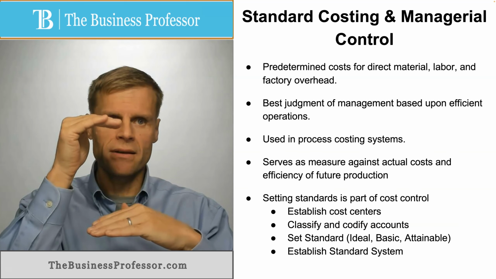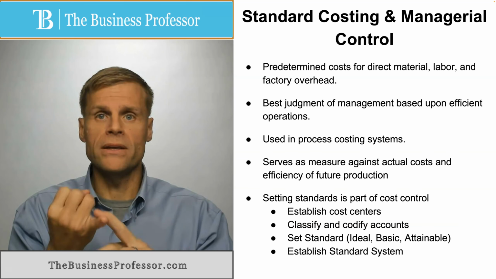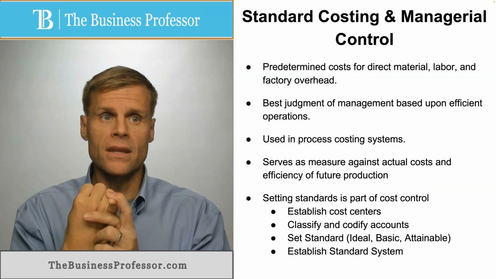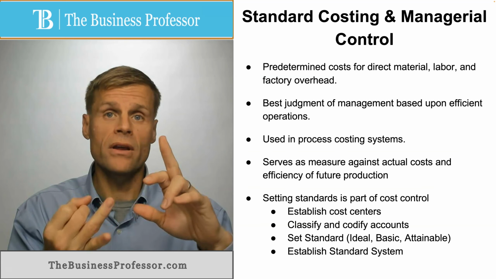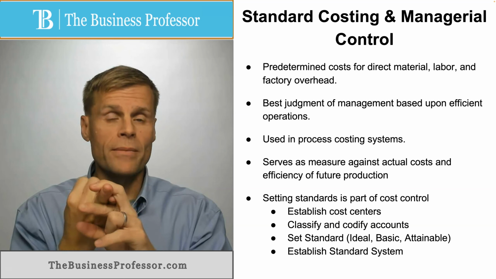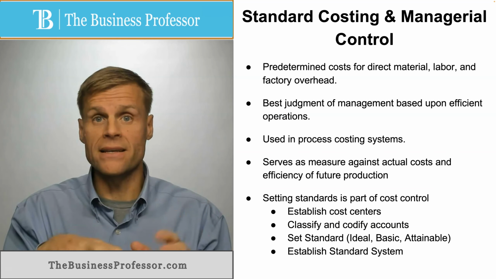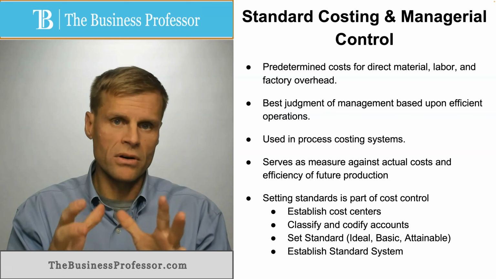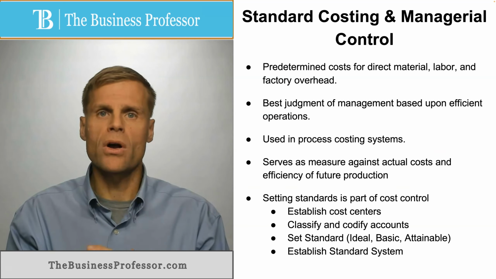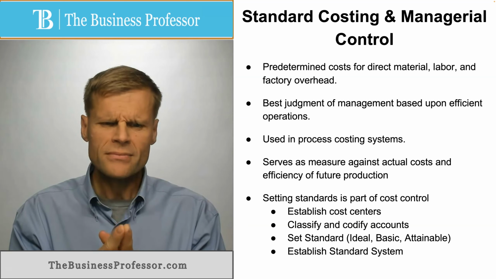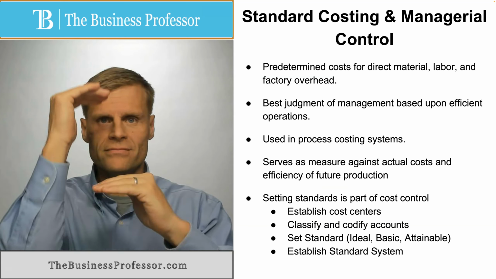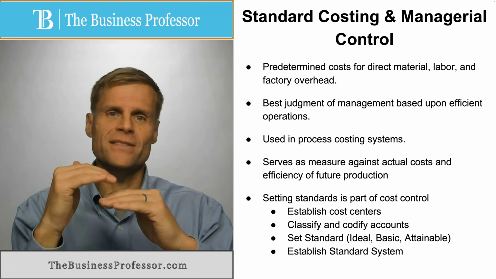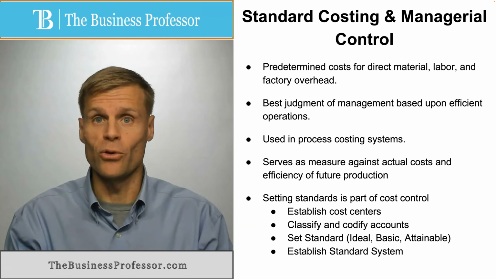And you can do it in three phases. You can say what would be your ideal amount of cost incurred, your attainable amount, or your most basic, that is the bare minimum amount of resource allocated or cost incurred. So that being said, you have three standards, basically a high, middle, and low type thing.